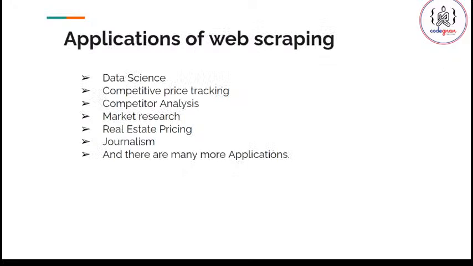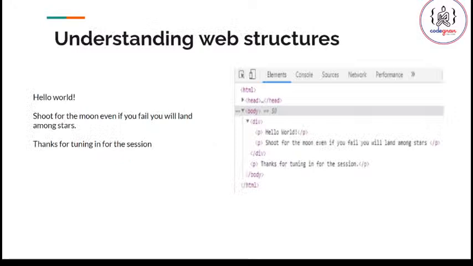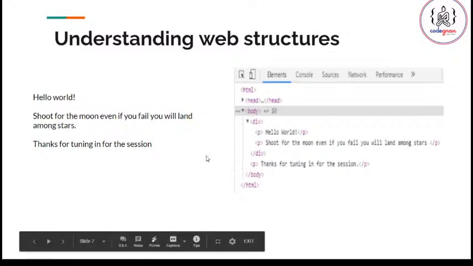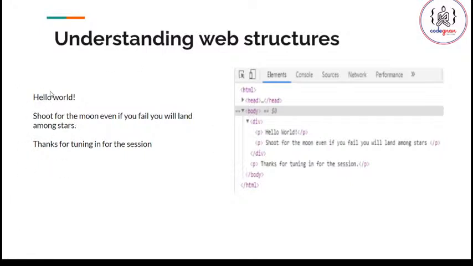Now we are going to talk about some web structure. In order for you to be able to scrape all this data, you should be aware of some basics of web structures, and let's talk about that. So here on the left hand side, I have this: hello world, shoot for the moon, even if you fail you will land among stars, and thanks for tuning in for the session. Let's say I have this information here, it is present on some website, and you want to scrape this information, that is, shoot for the moon, even if you fail you will land among the stars. So you want to scrape this. Now how can we do that? For that you have to be aware of this web structure a little bit.